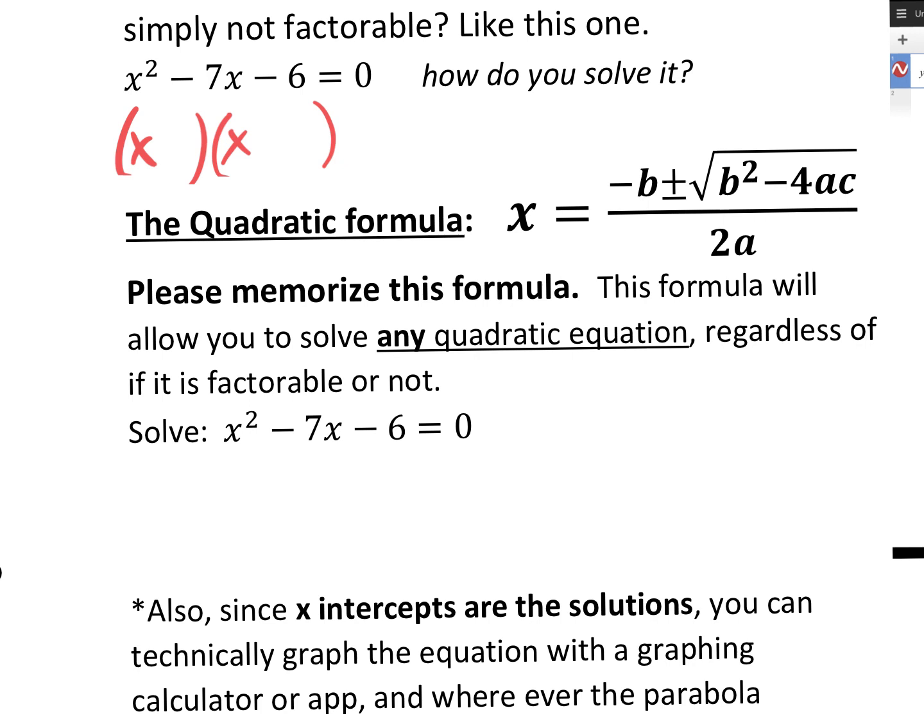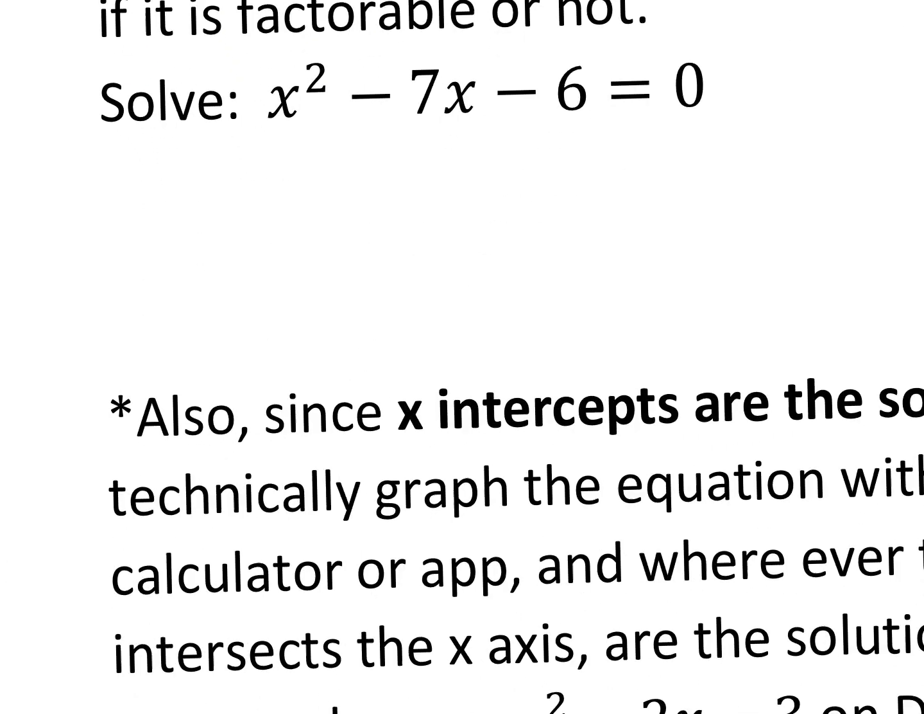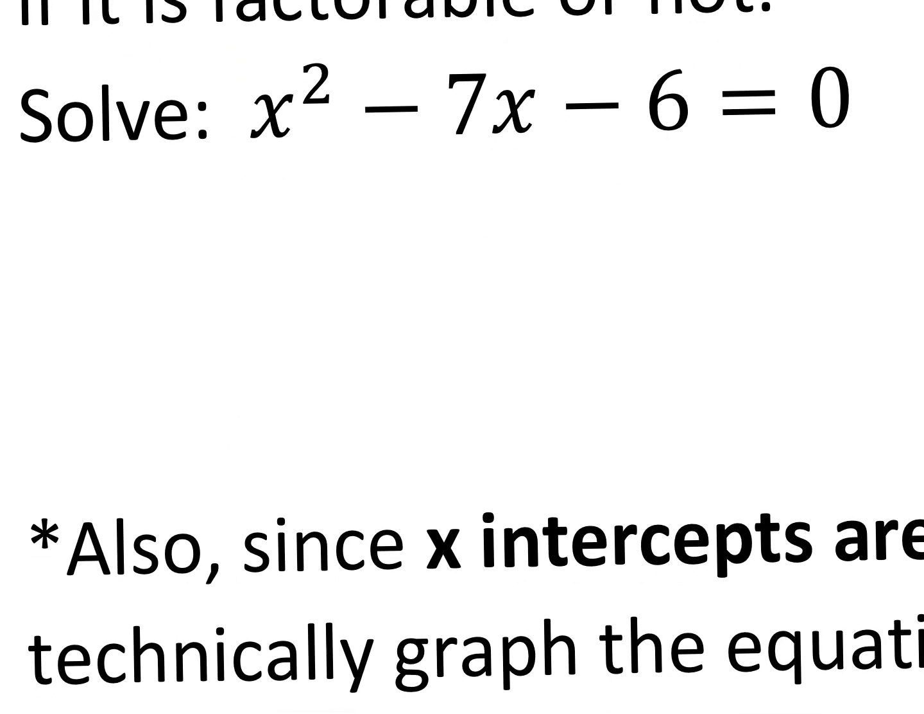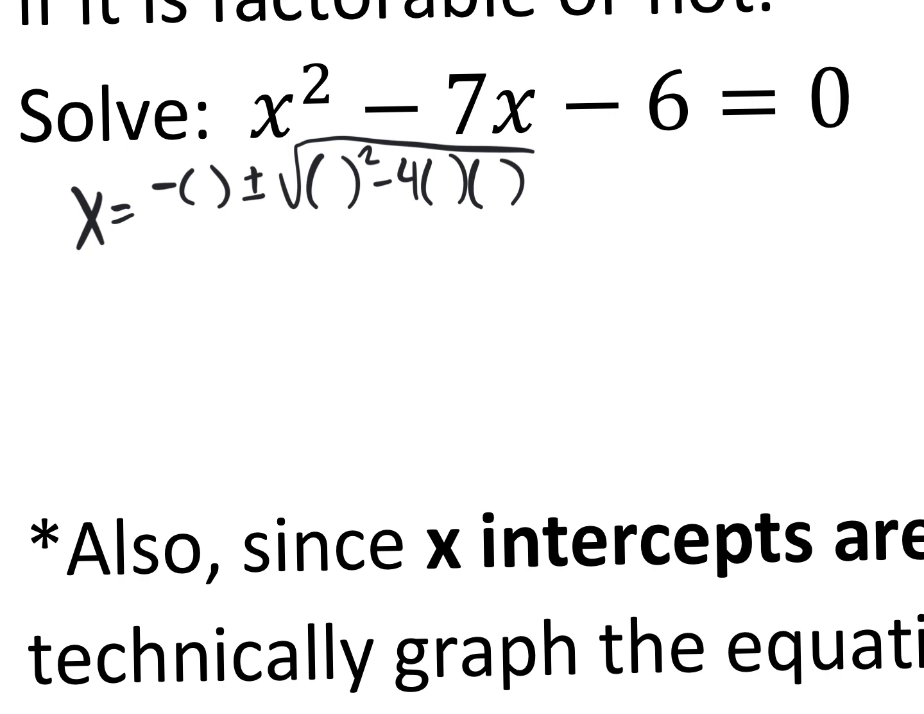And let me show you how to use the quadratic formula on this question. First, you've got to memorize it. Negative b plus or minus the square root of b squared minus 4ac, all divided by 2 times a. And when you use the formula, I recommend writing it with parentheses. So x equals negative b plus or minus the square root of b squared minus 4 times a times c, all divided by 2 times a.